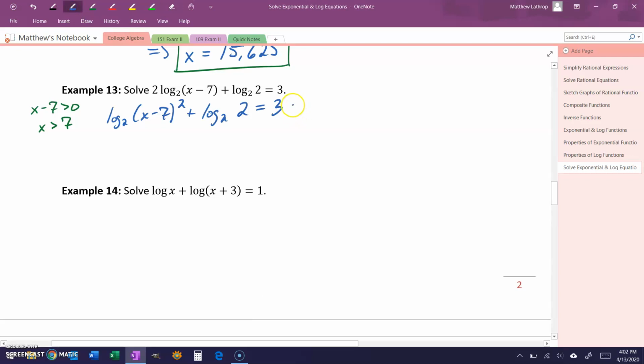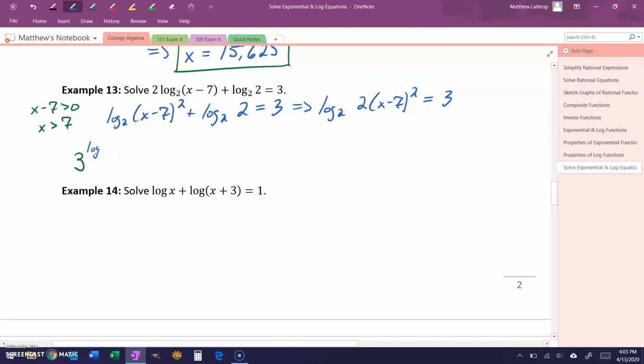On the left-hand side, we have two logs with the same base being added together, so we can combine that into a single logarithm as 2 times x minus 7 squared. All of that set equal to 3. Our next step, what we want to do, is rewrite both sides of this equation as an exponential expression raised to the power that we already have on each side of the equation.